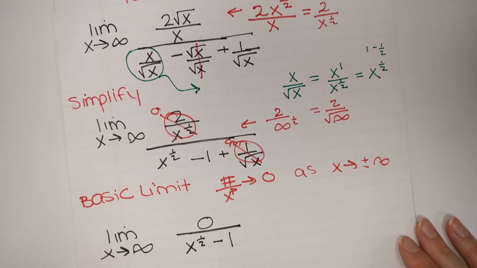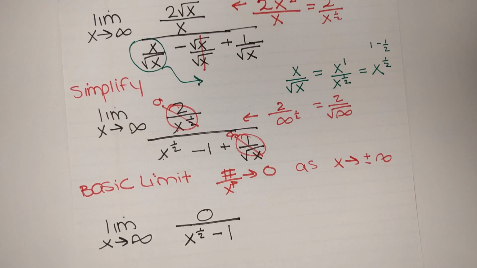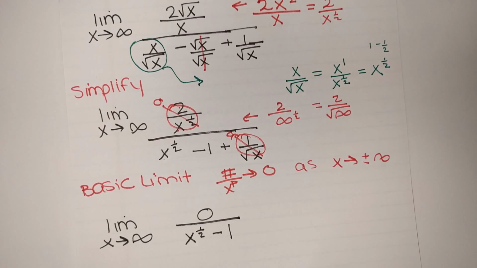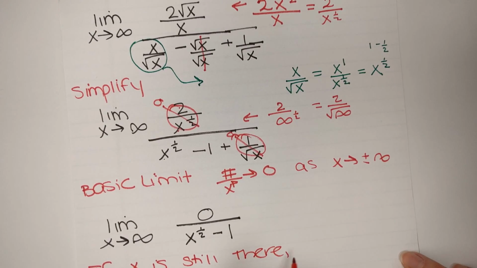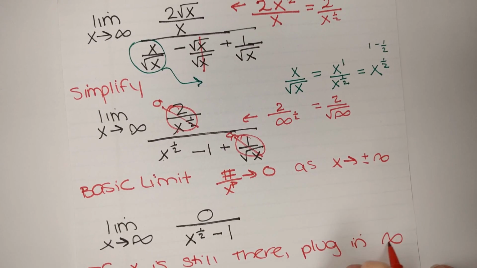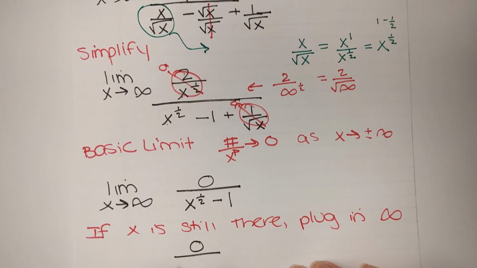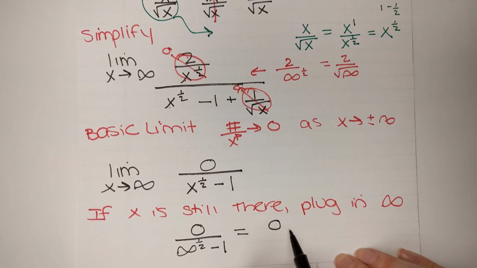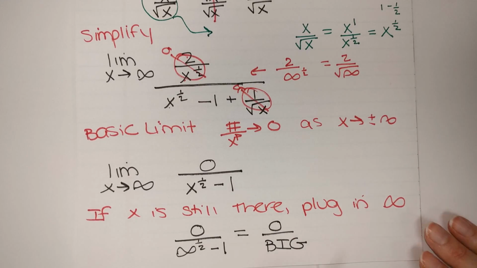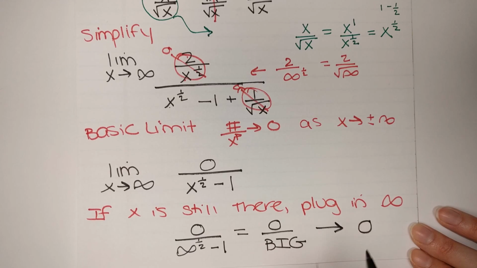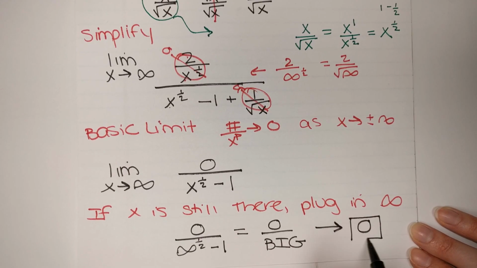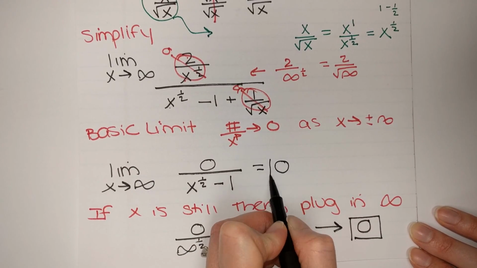Now, we said that if there's ever an x left over, then what we need to do is plug in. So if the x is still there, and in this case it is still there, we are going to plug in infinity. When we plug in, we're going to have 0 over infinity to the 1/2 power minus 1. And so that gives us 0 over a big number. And we know that when we have a big number in the denominator, this is going to go to 0 as x goes to infinity. So our final answer here is that it's going to be equal to 0.